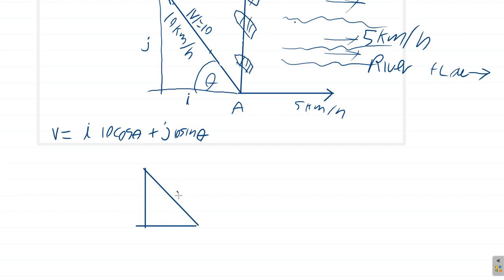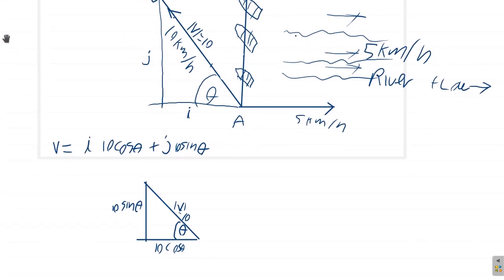So you have this V, 10 cos theta and 10 sine theta. I have the angle because the magnitude of V is 10, right? The magnitude of V is equal to 10, and this is the angle. Now, as for the river, it is flowing at 5 kilometers per hour.